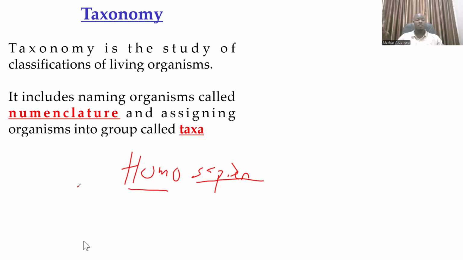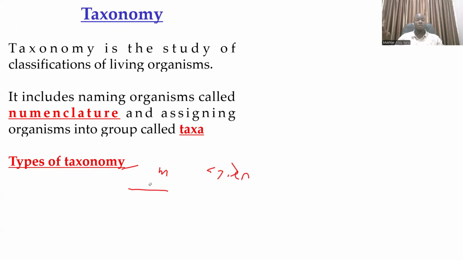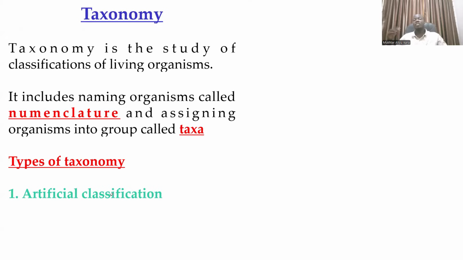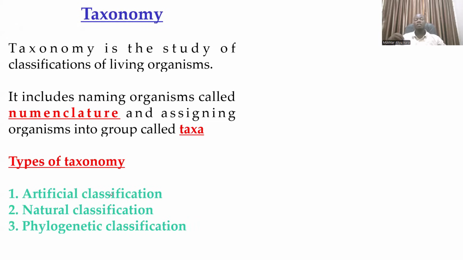In addition, we have different types of taxonomy, that is, different ways of classifying organisms. That is why we classify taxonomy into different types. Number one, we have artificial classification. Let me just list all the types first. We have artificial classification, natural classification, and phylogenetic classification.